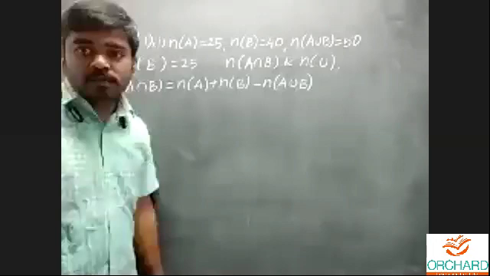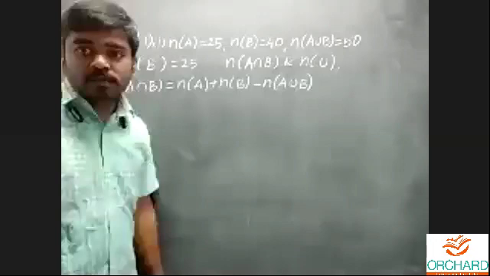Actually, in the result we see the formula for n of A union B, but in the note they give the other idea, that n of A intersection B is equal to n of A plus n of B minus n of A union B. We can substitute the values now.